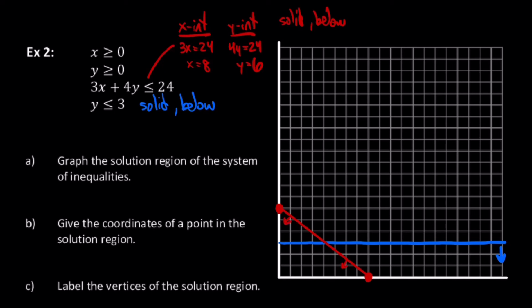So now we have to visualize. I'm in the first quadrant. I'm also below this line. And now I have to be below this line as well. So that is going to be this region right here. So let me use a different color to highlight that region. That polygon is the solution to this system. All right, so graph the solution region, did that. Give the coordinates of a point. So any point in here is good. All right, I'll pick, I don't know, 3, 1.